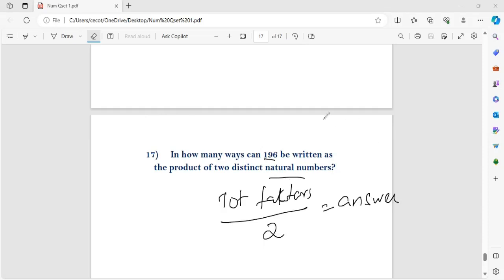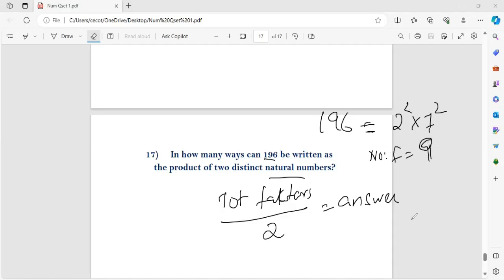Now, let's find the total number of factors of 196. Again, 196 is a perfect square number. 14 square. If we know the perfect squares from 1 to 25, it will be very easy to do certain calculations. So 14 square is 2 into 7, right? 14 is actually a composite number. So 2 square into 7 square. Isn't it? 2 into 7 whole square is 2 square into 7 square, which means total number of factors will be 3 into 3, 9.